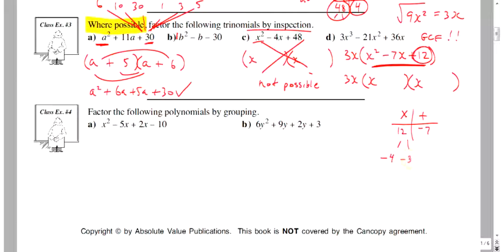Okay? Everybody okay with that? Negative 4 times negative 3 multiplies to positive 12 and adds to negative 7. It's factored. But check it. If you multiply this out, it better be the same as that. Multiply this out, it better be the same as that.